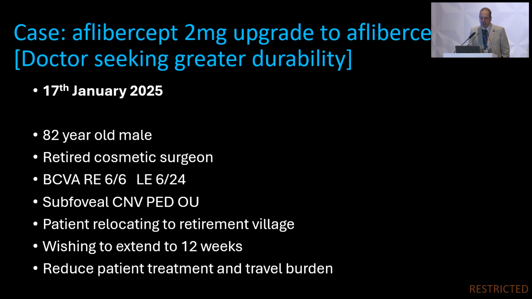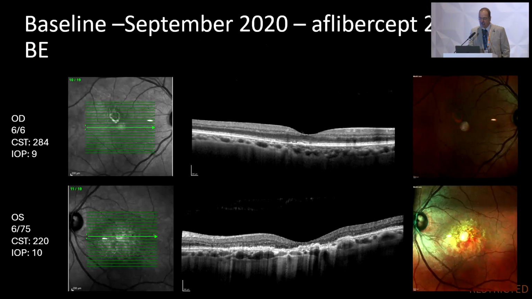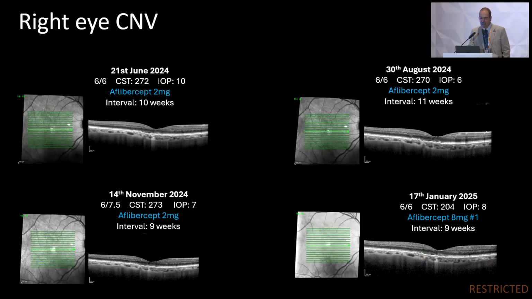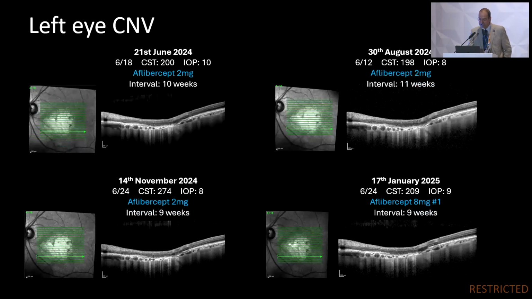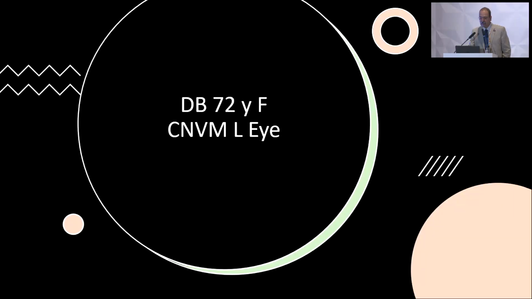Another patient, a retired doctor who was on 2 milligrams for a long time, said, look, I can't come so often, do give me something else. He wanted to extend. So here's a patient who was stable on aflibercept 2 milligrams and then switched over to 8 milligrams, and we are now in the process of extending the interval to 9 weeks. He was on 10 weeks on 2 milligrams, so we go to 8 milligrams, 10 weeks for a start, and then start the extension from there. So that was the right eye. This is the left eye, showing you that one can switch quite clearly.